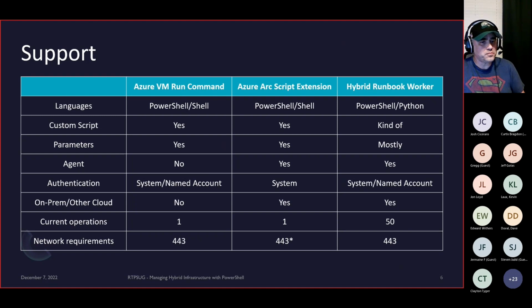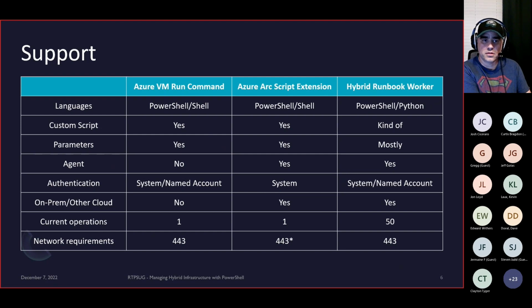So, before Azure Arc, another way to do this was through hybrid runbook workers through the Azure Automation platform. And these still do play a really strong role. They have a lot more capabilities than what you would have with the Azure Arc script extension.